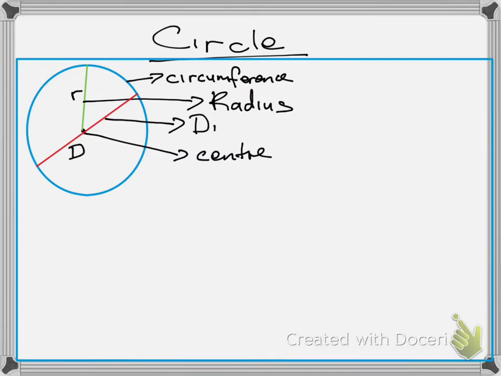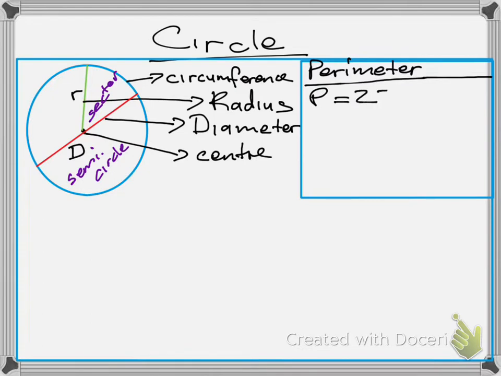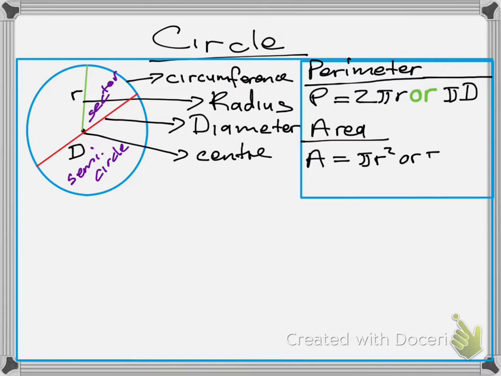The smaller part of the circle, we call it the sector. Like this one here, we call it the sector, and half a circle, we call it a semicircle. So the perimeter of a circle can be calculated by saying 2 pi r, or pi multiplied by d. And the area of a circle can be calculated by saying pi r squared, or pi open bracket d over 2 squared.